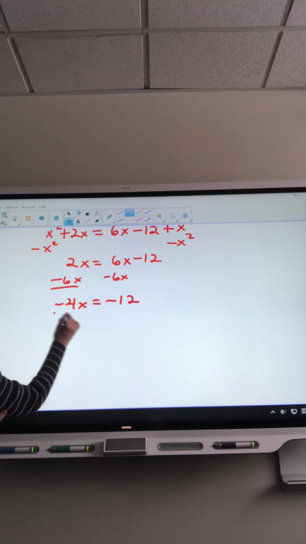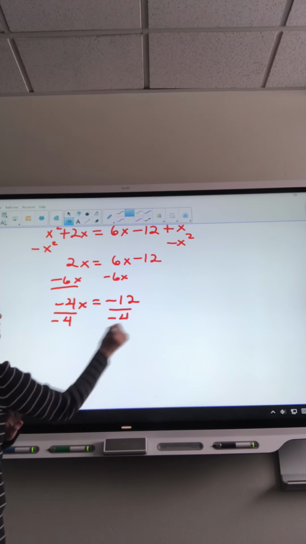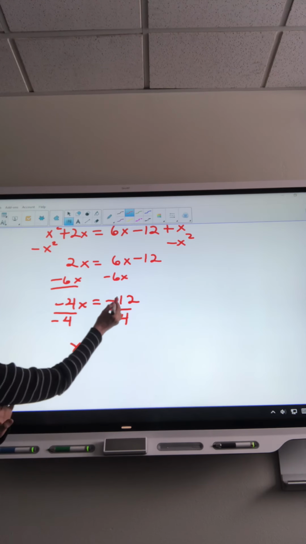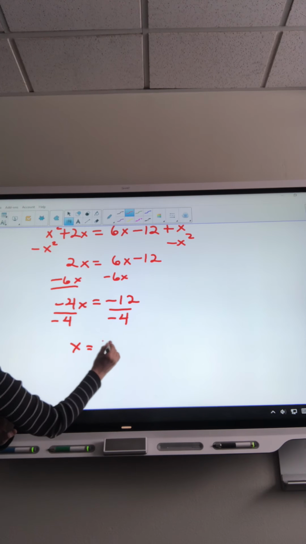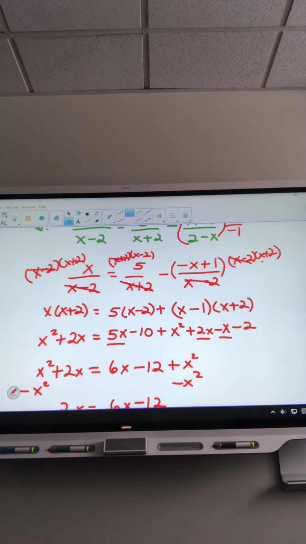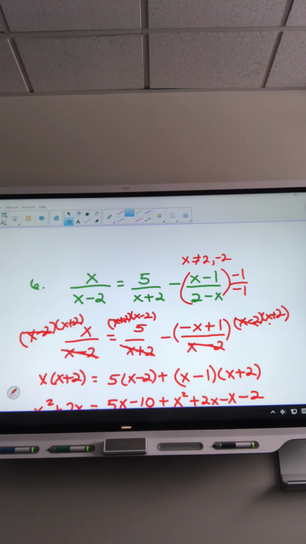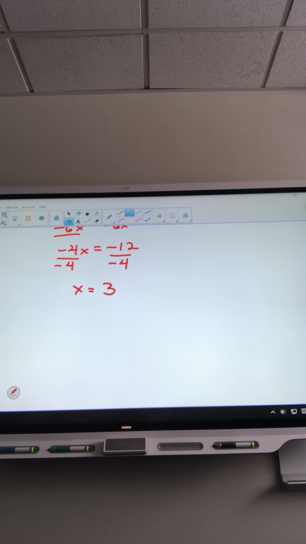So then I need to have the x all by itself, so I'm going to divide by a negative 4. So x is equal to 12 divided by 4 is 3. So x is equal to 3. And if we go back, 3 was not a solution. It said x could not equal 2 or x could not equal a negative 2. So we're good with x is equal to 3.